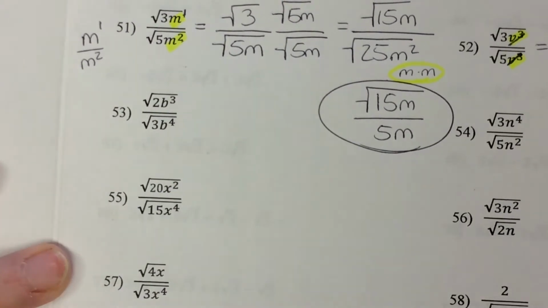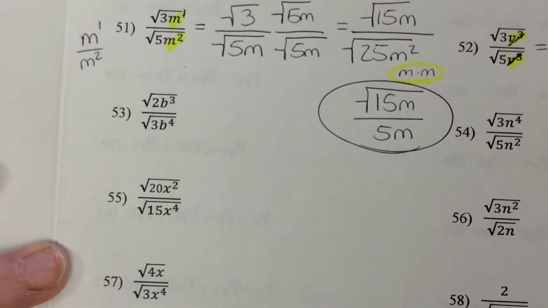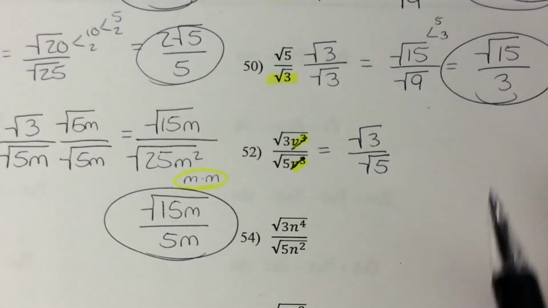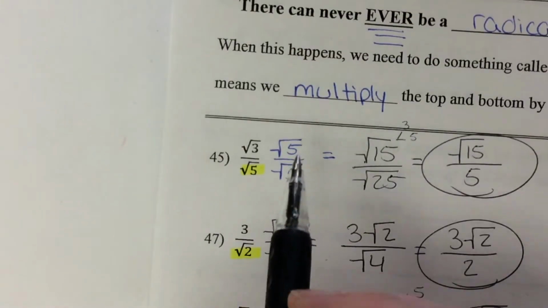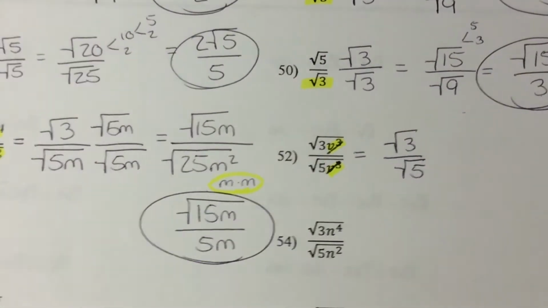All right. And you know what? In fact, I think it is exactly like, actually, it's not exactly like, yes, it is. It's exactly like 45. I lied. Radical 3 over radical 5. Okay, so to solve 52, just look up at 45.